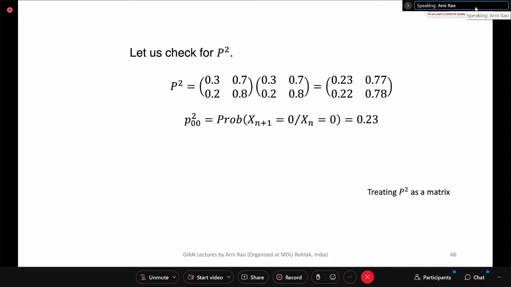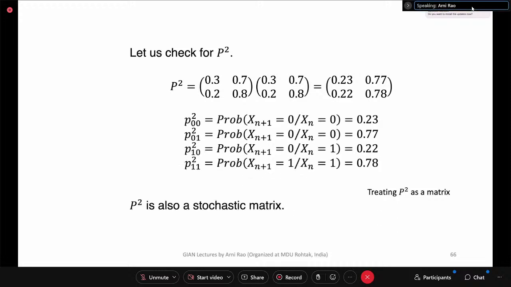If you consider P square itself as one new transition matrix, you can write down its values as P00, P01, P10, P11. If you consider this itself a new matrix, it just becomes a new P. You can compute it yourself. I'm leaving that as an exercise, so you can verify.